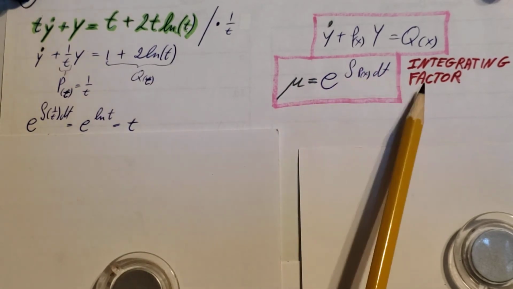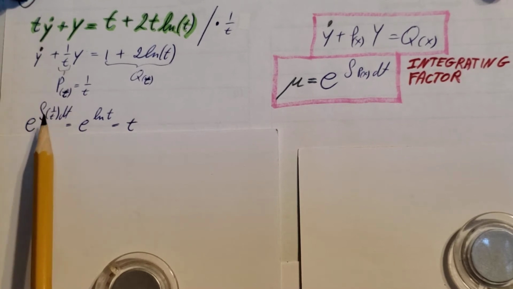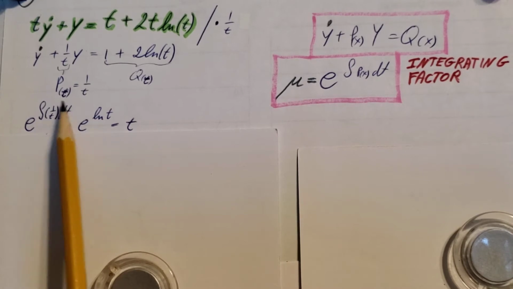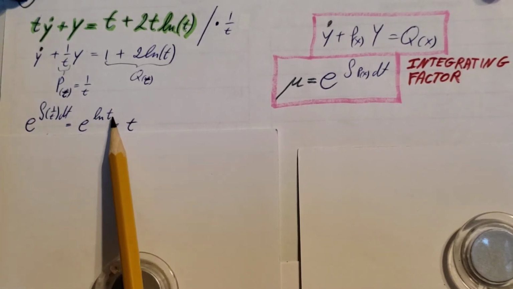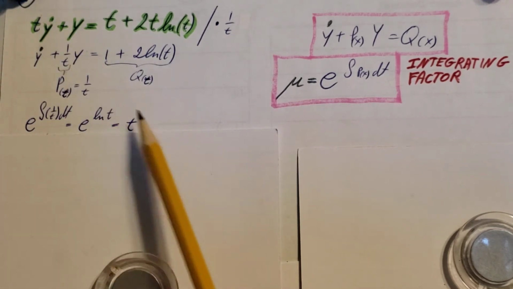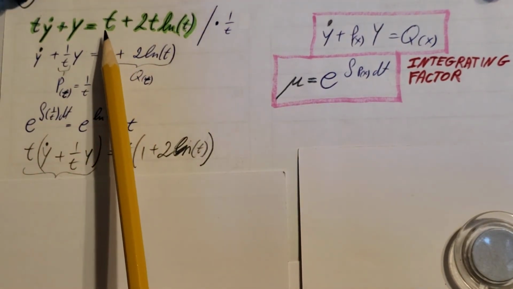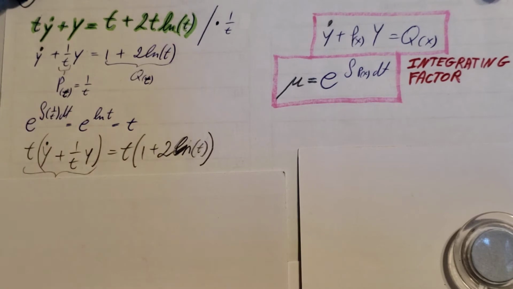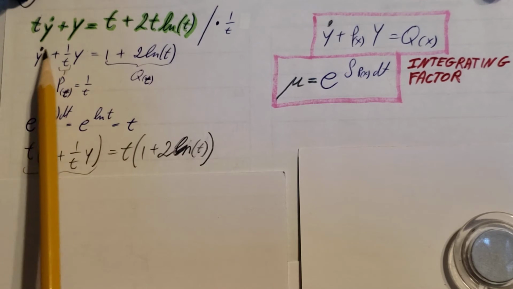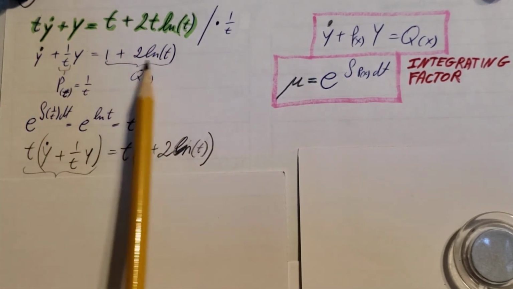So for the integrating factor, let's find the factor. So e to the integral of p(t), for us that's 1 over t dt, equals e to the ln t, which e and ln simplify out, and all we have is a t. Now we're gonna take our original equation and multiply both sides by the integrating factor, which is t. So I'm gonna take this form of it, multiply this side by the t, multiply this side by the t.